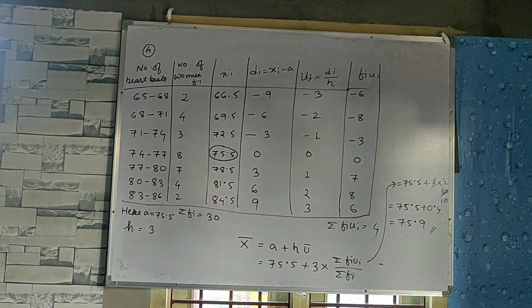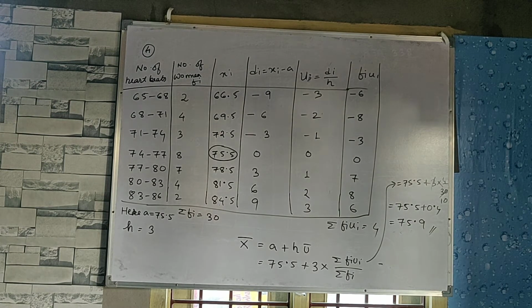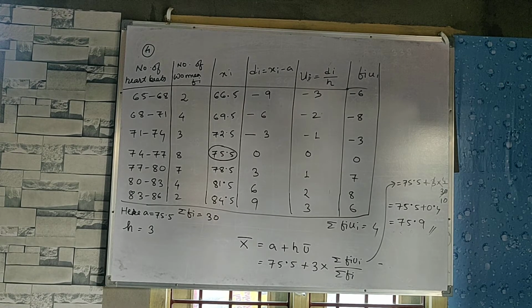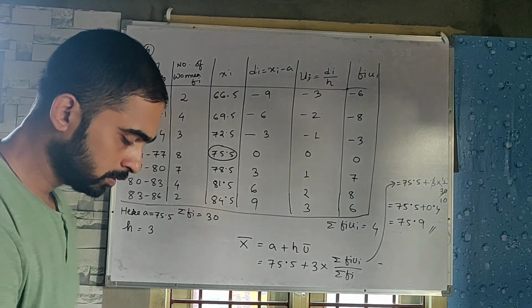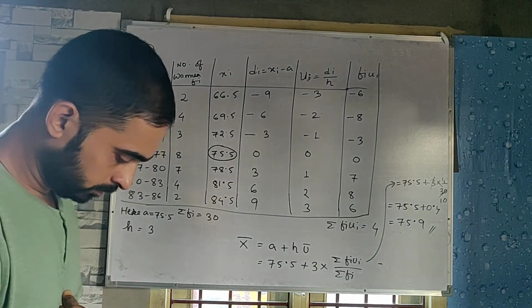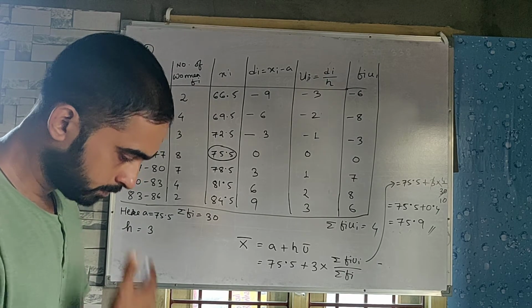So let's summarize. The number of heartbeats is given, and the number of women is considered f. Then xi is the class mark. Then di equals xi minus a. We assume 75.5 as a, subtract to get di. Then ui equals di by h, or you can write xi minus a by h. Then fi ui, then the formula. Finished. The steps for questions 4, 5, 6, 7 are all the same.